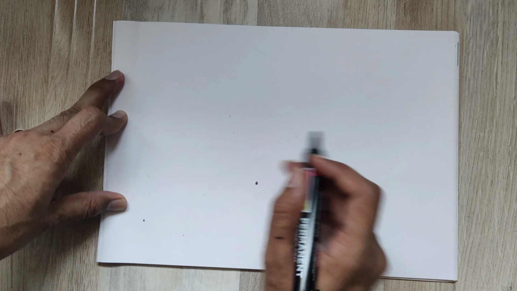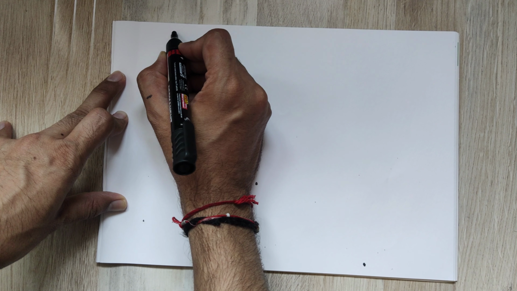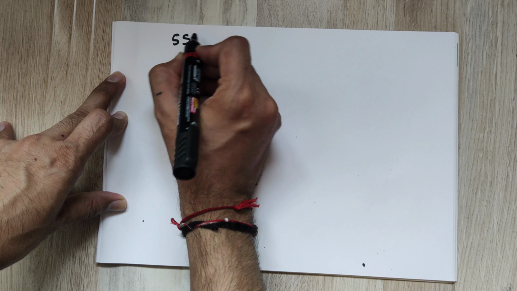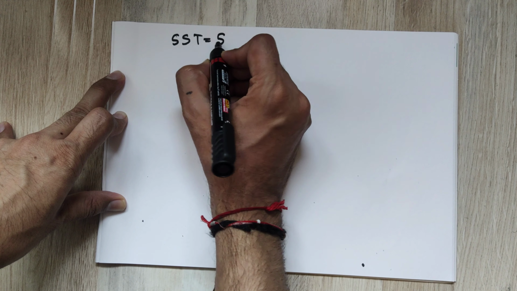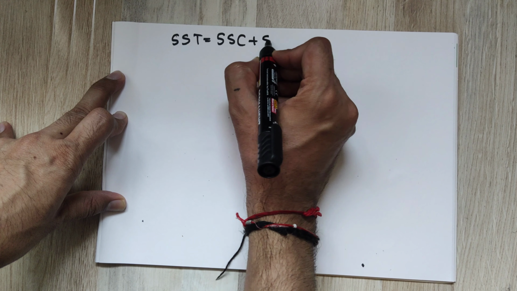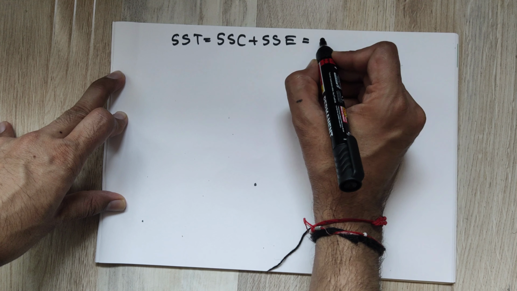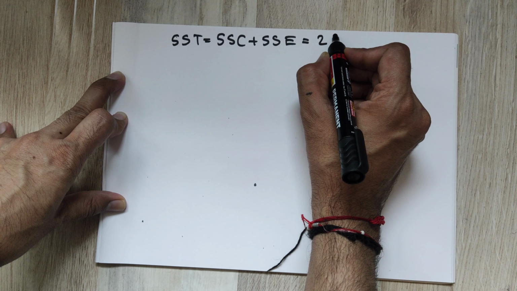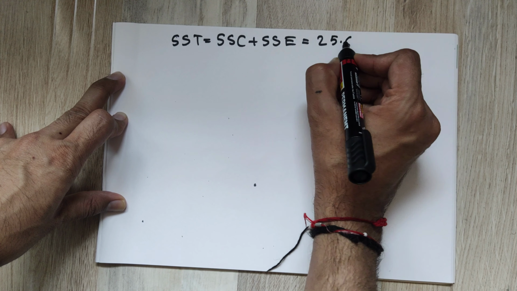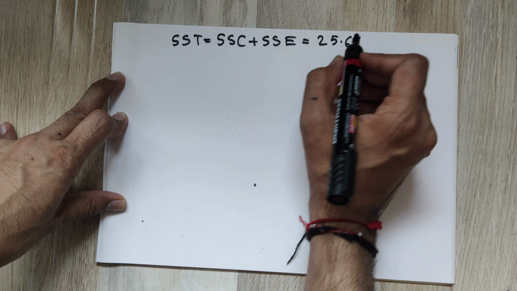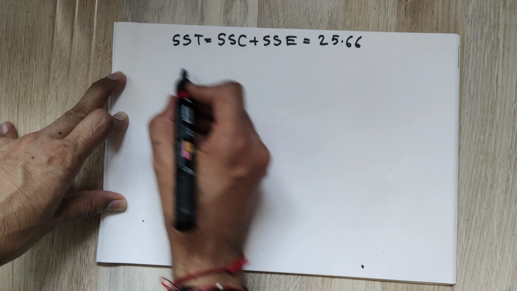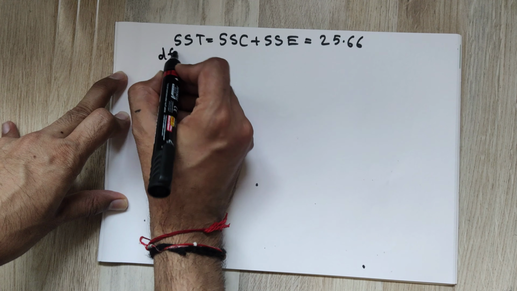So after calculating the sum of squares of column and sum of squares of error, we calculate SST. SST is given by SSC plus SSE. So we have already calculated these two values. So we get the value of SST as 25.66.